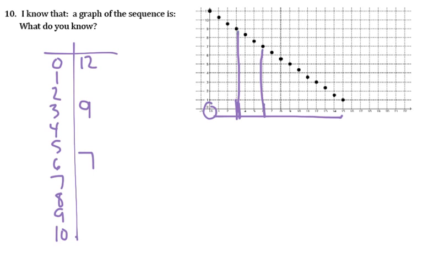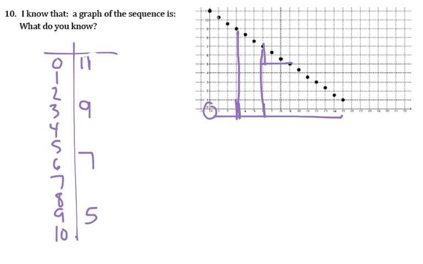Oh no, that should be 11, shouldn't it? Not 12. That's what's throwing me off. Then I go to 9. See how I'm going down? Every time I go down 2, I go to the right 3. So at 9 it would be 5, and so on.